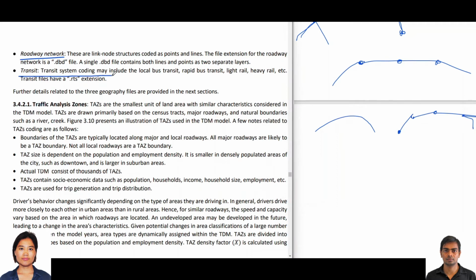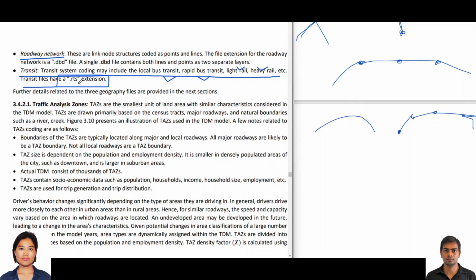The transit system coding may include local bus transit, rapid bus transit, light rail, heavy rail, etc. Transit files have an extension of .rts. Some of the transit routes, for example bus routes and non-exclusive right-of-way routes, like local bus routes or some of the bus rapid transit, are drawn on top of the highway network. So some of the transit overlaps with the highway network, whereas some of the transit, for example rails which have exclusive right-of-way, are drawn separately, and those are saved in the .rts file.